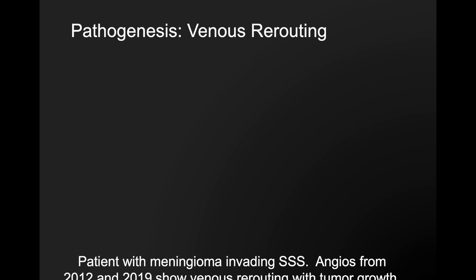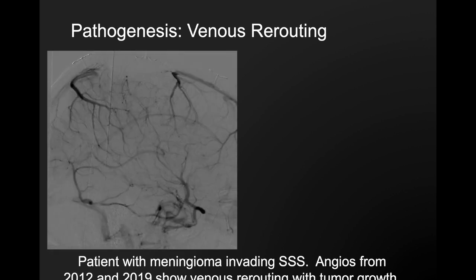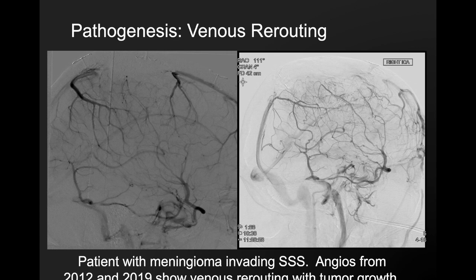So what's the evidence for this? Well, actually, venous rerouting is something that we see all the time in angiography and in venography. So here's a patient that had a meningioma that was invading the superior sagittal sinus. And here's the initial angiogram right here, and we can see that there's interruption of that superior sagittal sinus. Well, the meningioma grew and grew and became much more extensive. And now on this repeat angiogram that was performed 7 years later, you can see multiple new venous connections.